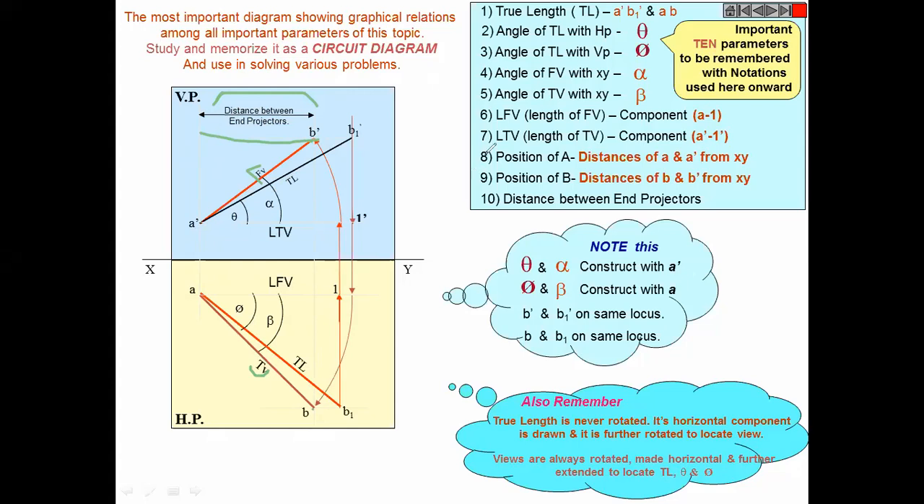Understand? Then you can have auxiliary questions like this. Position of A means the distance of A and A dash from the XY line. This is mostly given. What is mostly not given is the position of B. So that also you can measure. This B you got at last and B dash also you got, so you just find its distance from the XY line.